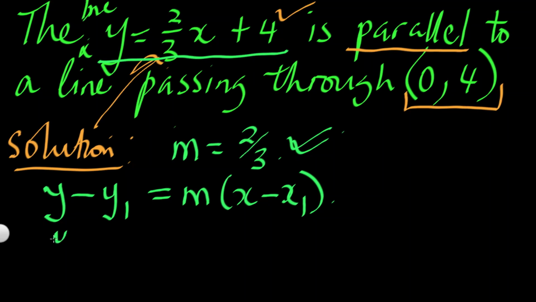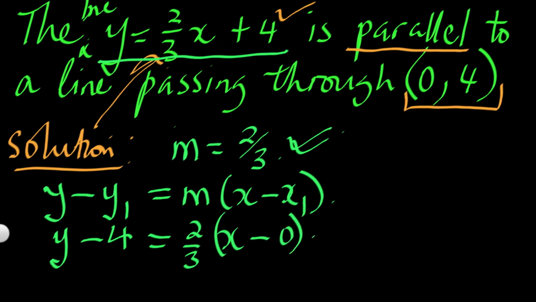Let's do that. So this is y minus our y1, which is 4, equals m, which we know is 2 over 3, times x minus x1, which is minus 0. From here, guys, if we multiply, we get y equals 2 over 3 x. We take the 4 to the other side, plus 4. This is the final equation of that line.